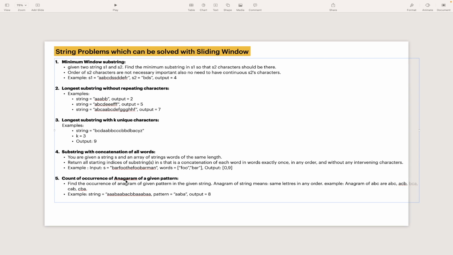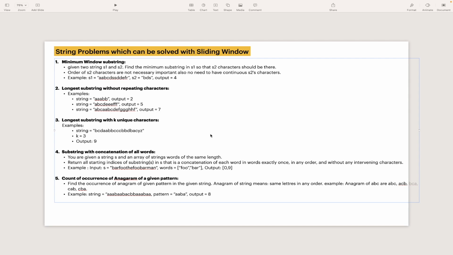Fifth one is the count of occurrences of anagrams of a given pattern. So what is an anagram here? If you have a given ABC, then ABC, ACB, BAC, CAB, CBA are the anagrams. Basically, again, the ordering of letters is not important, but you have to find the number of substrings where this anagram falls. In the earlier problems we were finding just one substring. Here we have to find how many such substrings there are.